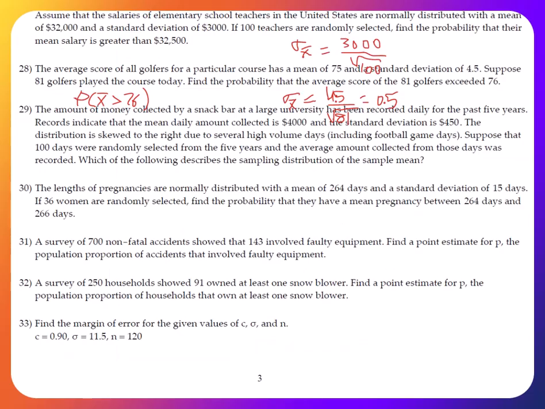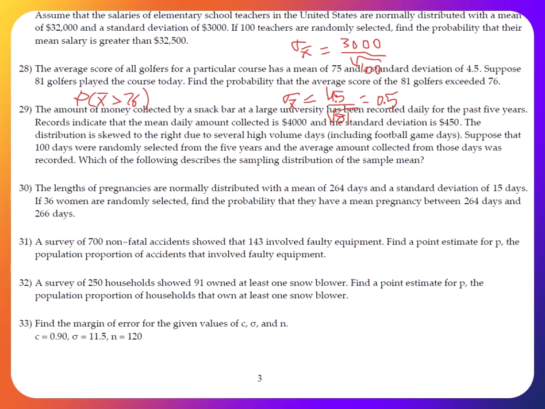29. The amount of money collected by a snack bar at a large university has been recorded daily for the past 5 years. Records indicate that the mean daily amount collected is 4,000 and the standard deviation is 450. The distribution is skewed to the right. So the original population is not bell-shaped. It's skewed to the right due to several high-volume days. Suppose that 100 days were randomly selected from 5 years and the average amount collected from those days was recorded. Which of the following describes the sampling distribution?